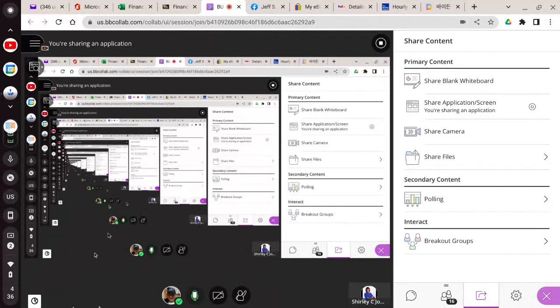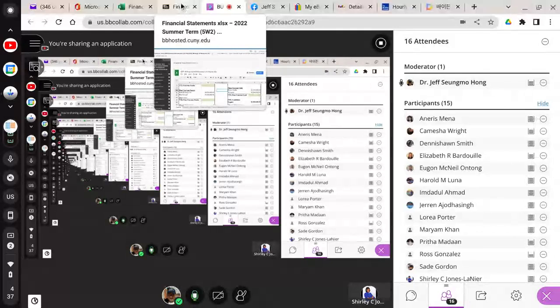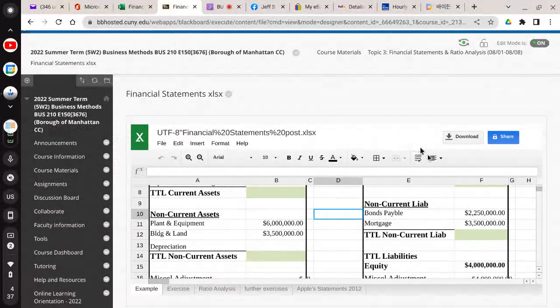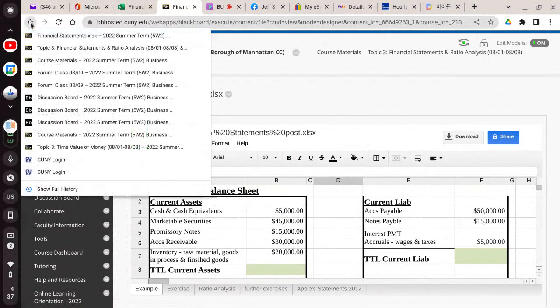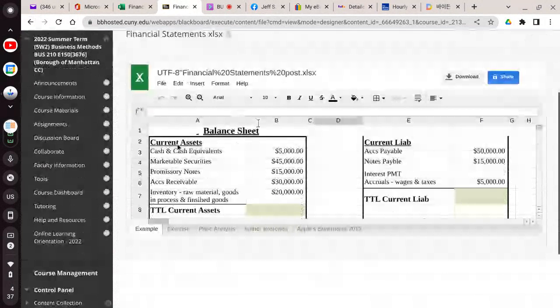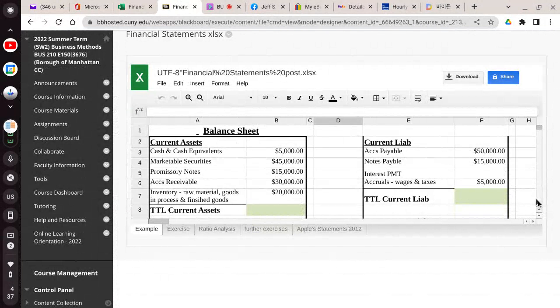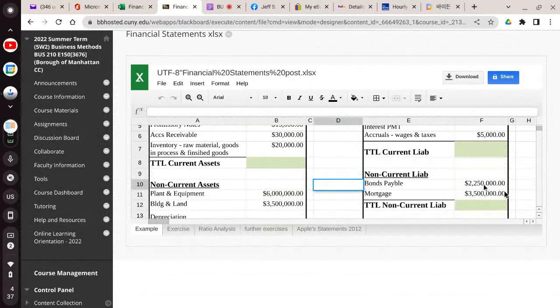All right, we're back. It took a little longer for me to return because during the break I've updated that file. So I want you to please download that file again. Now the file is financial statements, right? This file is now completely blanked out. It should be blank. It's all blank.